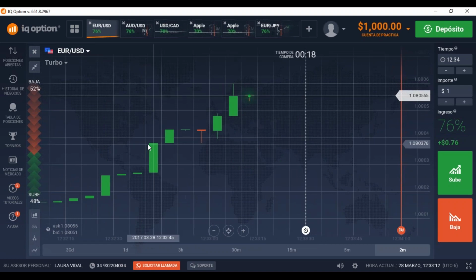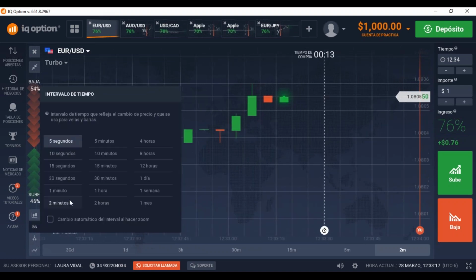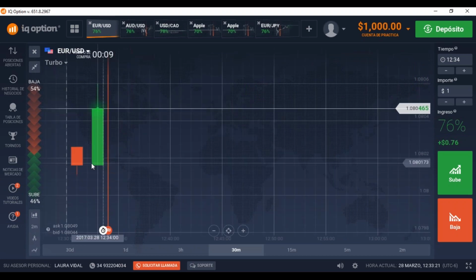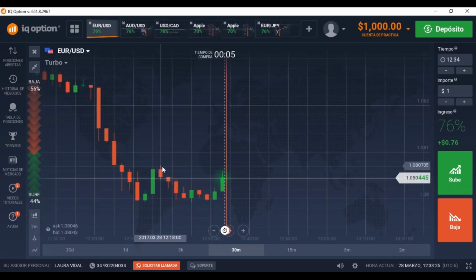So the first thing we need to do is change the expiry time of the chart. So we have 2 minutes in here, so we're going to choose 2 minutes. There you go. And now we have the candlesticks that are for 2 minutes.